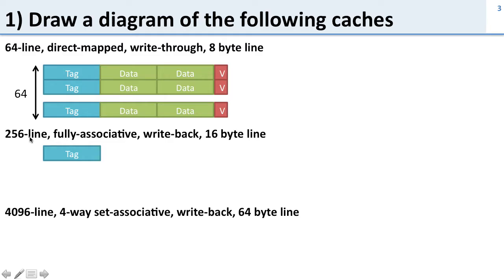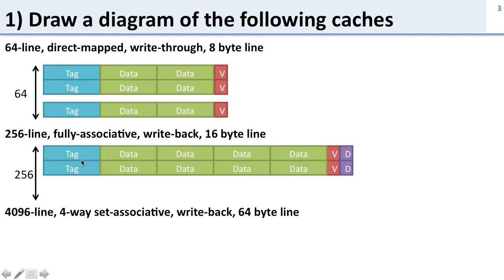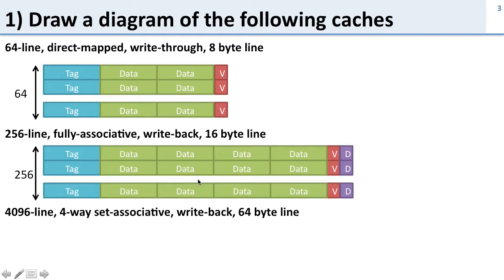So then we need to have another cache here where we have 256 lines. So this is fully associative write-back with 16 bytes per line. So 16 bytes per line means we're going to have several more words per line. So we have 4 words per line here. We still need a valid bit, and because it's write-back, we need a dirty bit to know if the data is dirty. So we've got a dirty bit in there. Now I've got 256 of these, so we're going to have 256 lines.